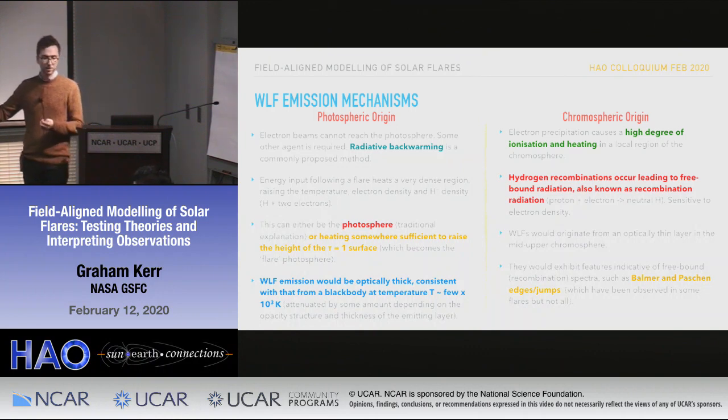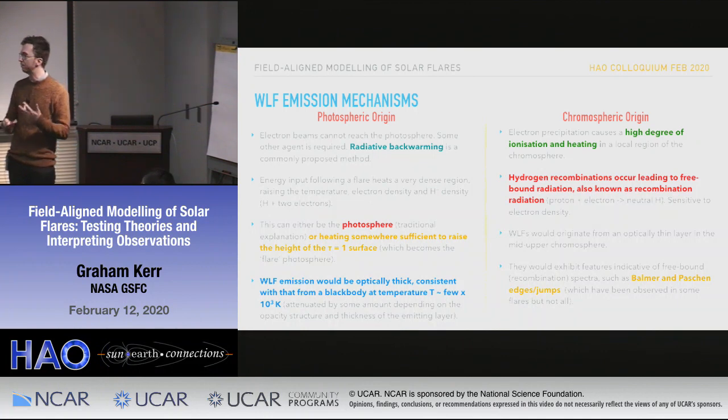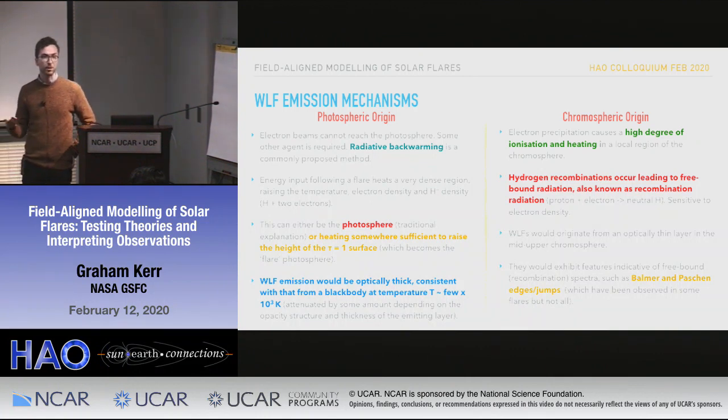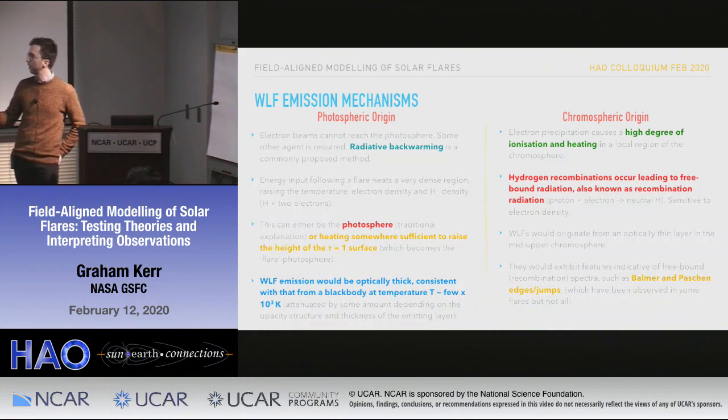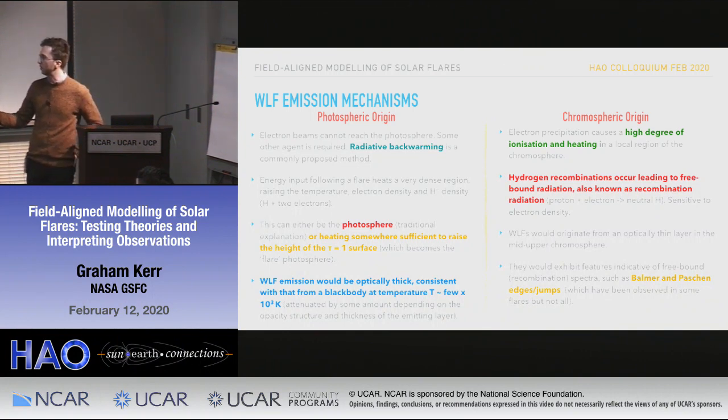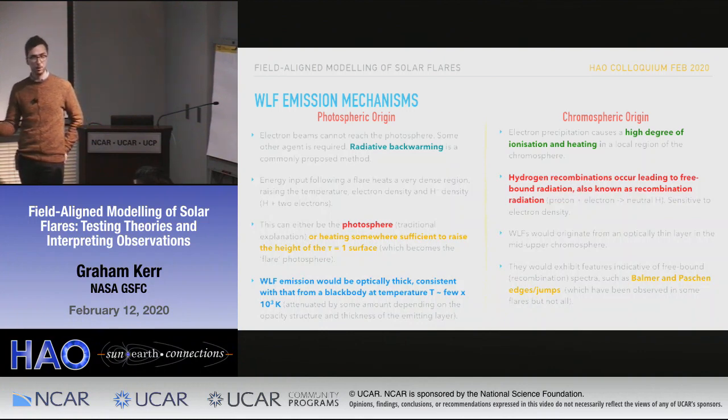So then there's a chromospheric origin, where the electron beam makes it to the chromosphere, it over-ionizes the region through heating and ionization. You then get a lot of hydrogen recombination, resulting in a free-bound spectrum that forms. So you get recombination radiation, which would be coming from an optically thin layer in the chromosphere. And this is a very observationally indicative feature of this, which is the presence of a Balmer or a Paschen jump, which has been observed with some flares, but not every white light flare.